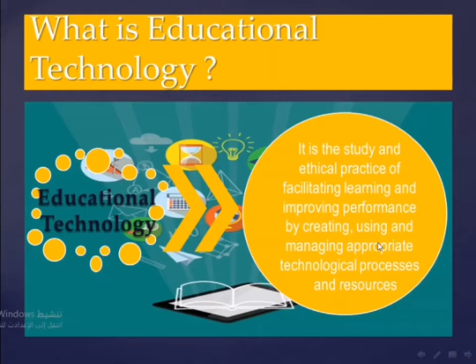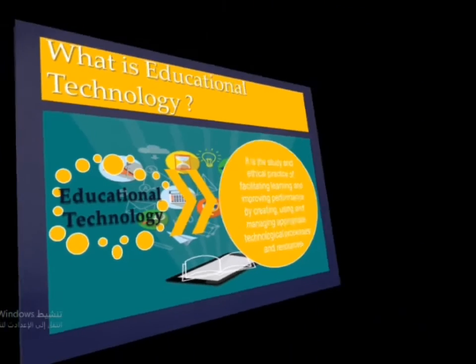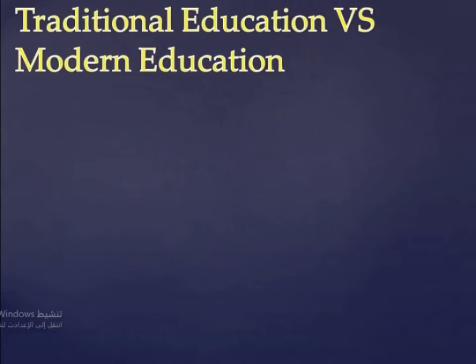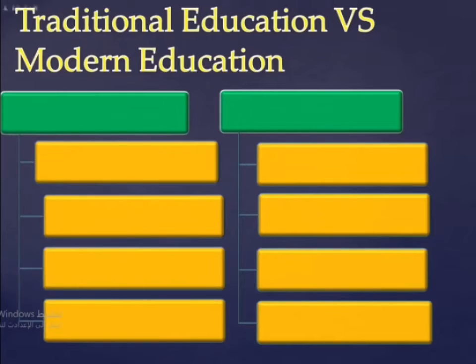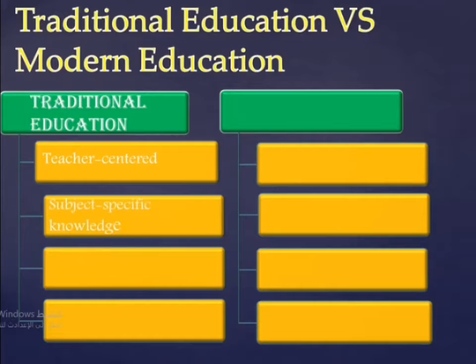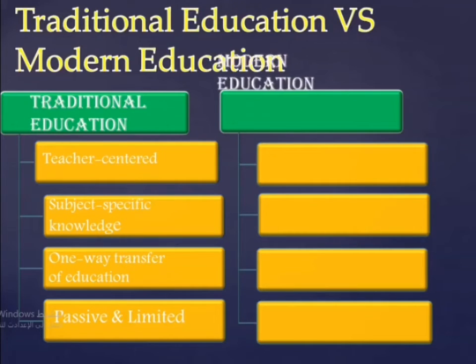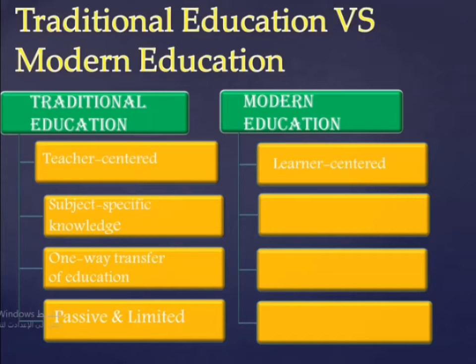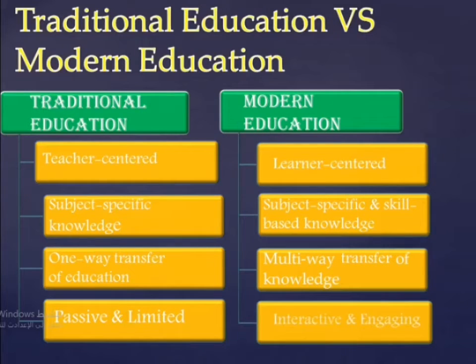Now, before going to the other elements, we need to make a comparison of the traditional education and today's education. On one hand, traditional education is teacher-centered, subject-specific knowledge, one-way transfer of education, passive and limited. On the other hand, modern education is learner-centered, subject-specific and skill-based knowledge, multi-way transfer of knowledge, interactive and engaging.